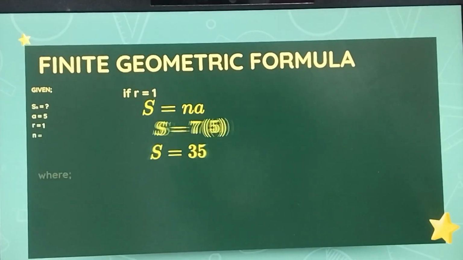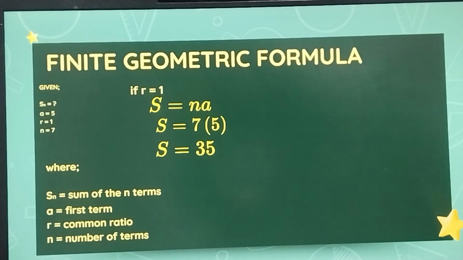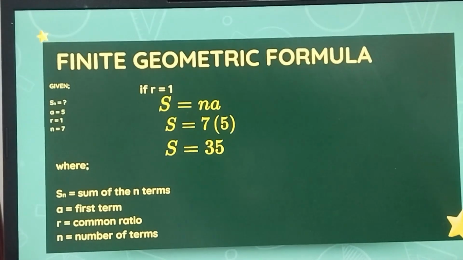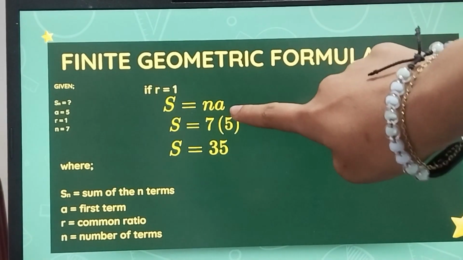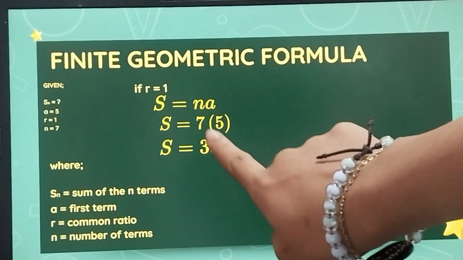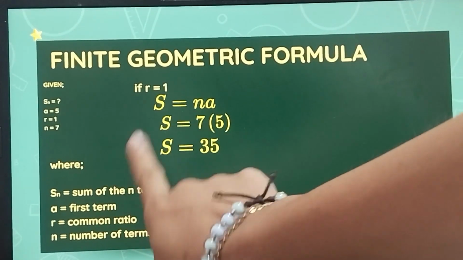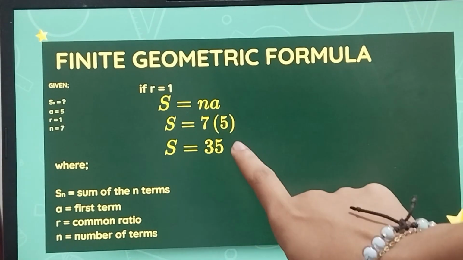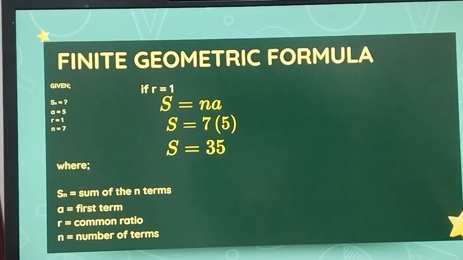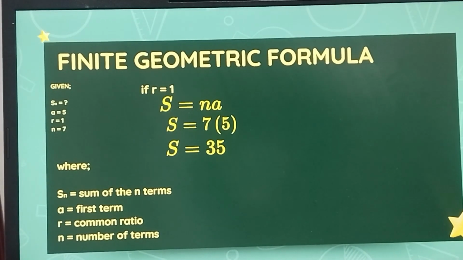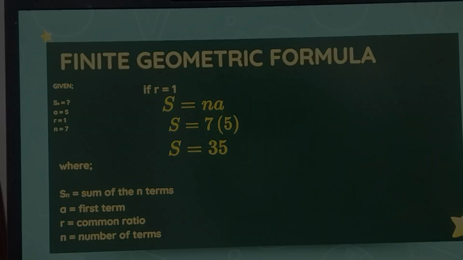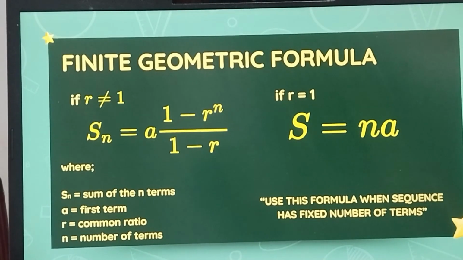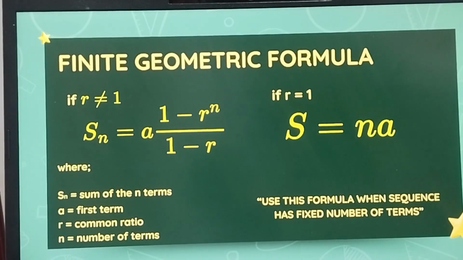Let's have another example. If r is equal to 1, the given is we need to find the sum of the 7 terms when the common ratio is 1 and the first term is 5. We need to use the formula S equals n multiplied by a, substituting 7 for n and 5 for a. So 7 times 5 equals 35. When we add the 7 terms, if the common ratio is 1, the answer is 35. Always remember that using this formula, we need a fixed number of terms because it is finite. There is an ending.